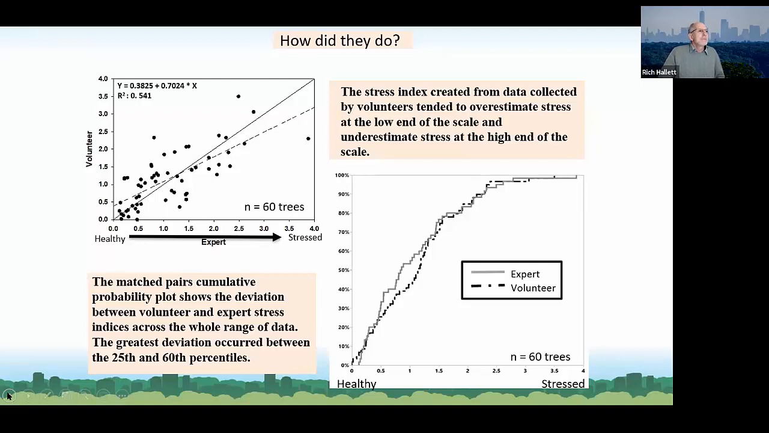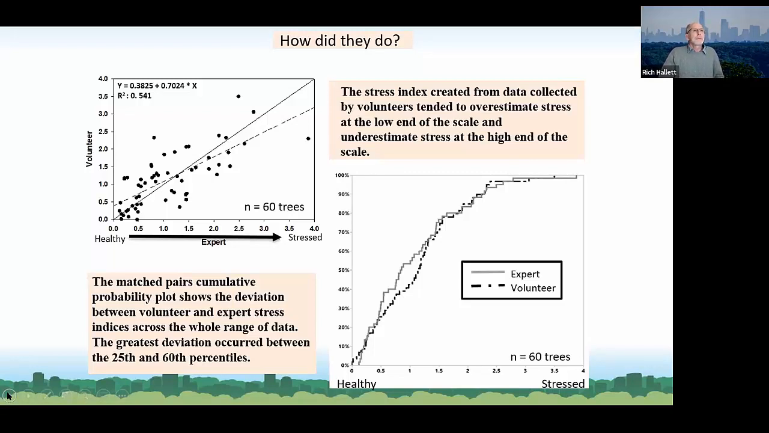You can see on these two graphs that the assessments the Boy Scouts made did not perfectly match the assessments I did on those same trees, but they were awfully close. On the graph on the right, you can see where the assessments deviated the most, and this was in the middle, when the trees were becoming more sick.